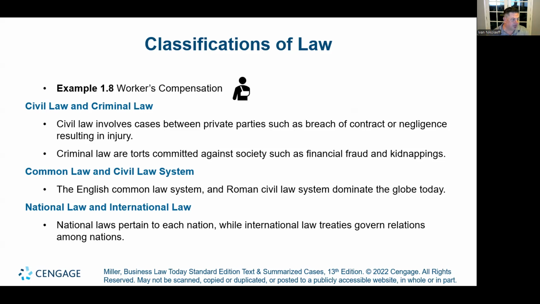And so, the differences between the common law and civil law systems, the English common law system and the Roman civil law system, they dominate the globe today. You also have national law and international law. International law includes things like treaties between countries.